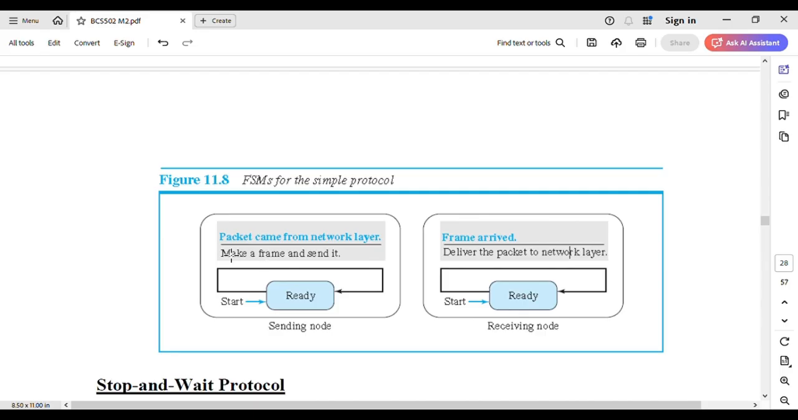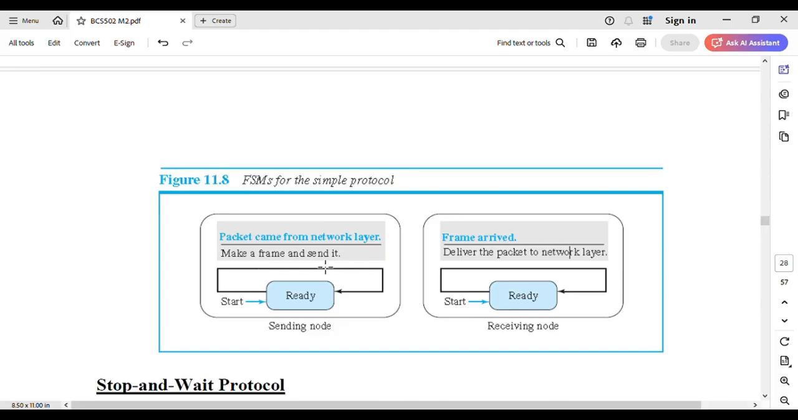We write something in a horizontal line, what we write above and what we write below. An event is an occurrence at a given particular point of time. That is what we call an event. Whenever the corresponding event happens, the action to perform should be written below the horizontal line. So in this, a packet coming from the network layer is the event. Whenever this event occurs, make a frame and send it.